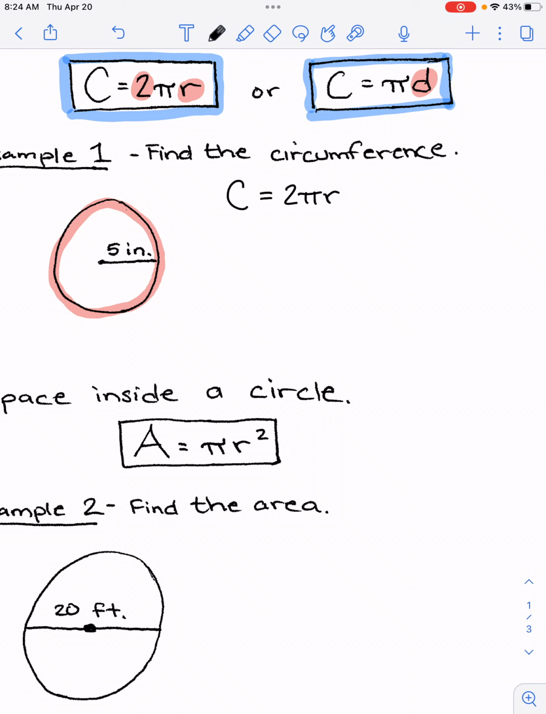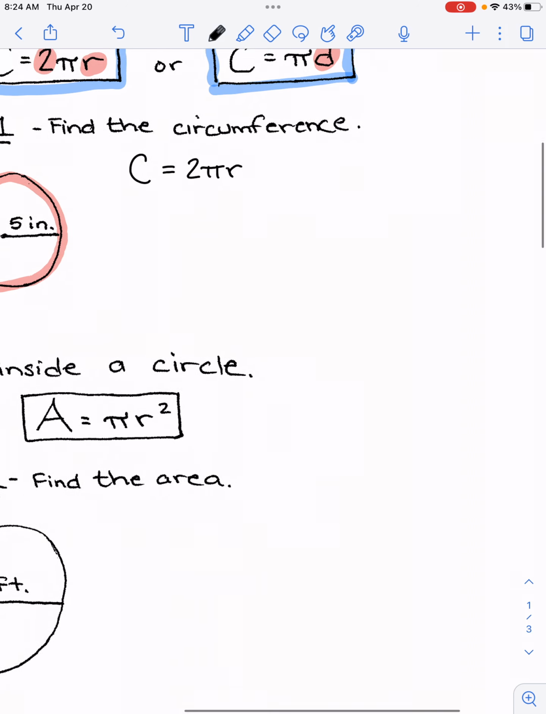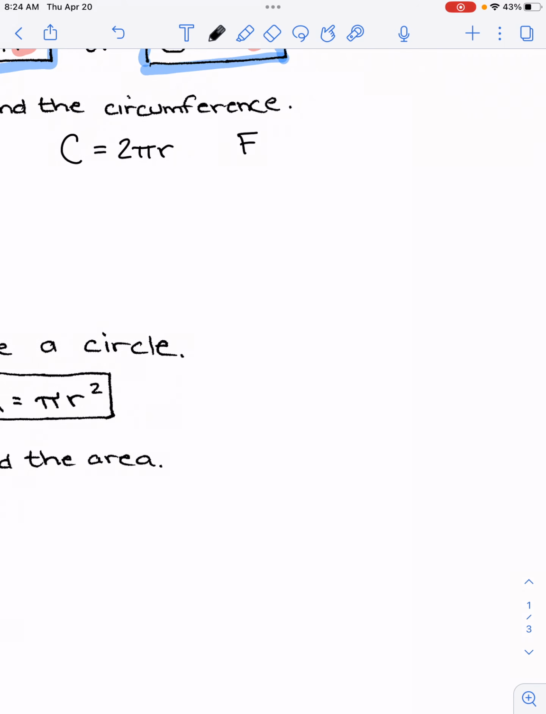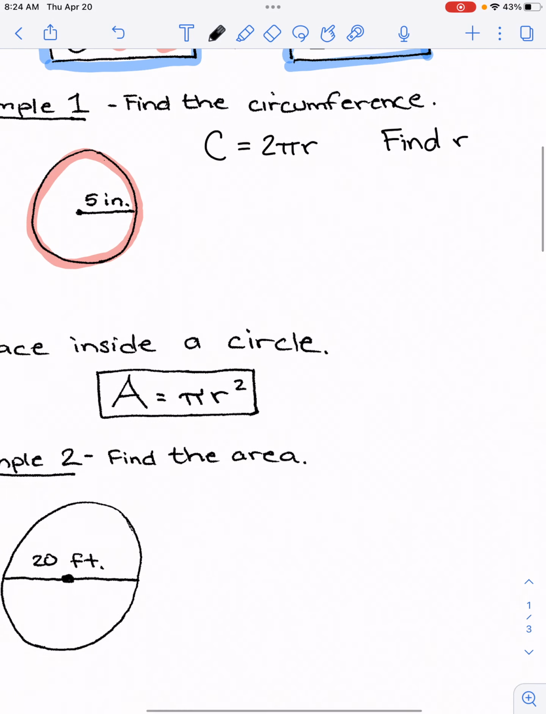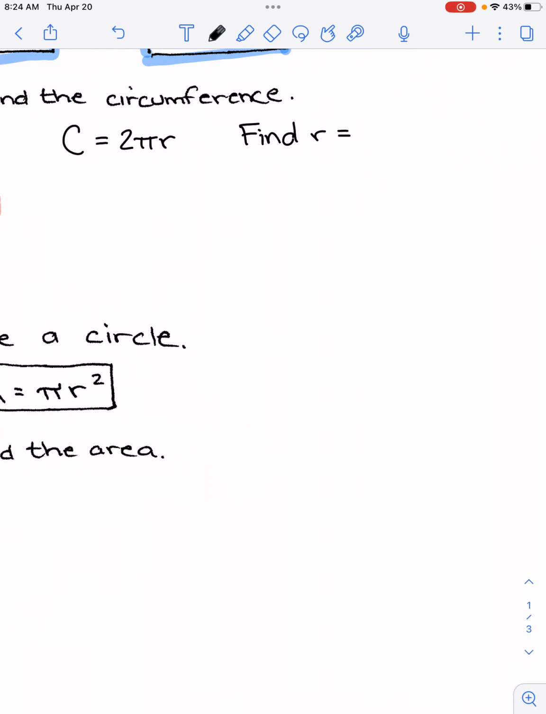For circles, pretty much all you need to know is what the radius is. Find the radius, r. And we know that r is from the center to the edge of the circle, so it's 5. So r is equal to 5. Let's plug 5 into r in this formula. So we're going to have C equals 2 pi, and then I'm going to put 5 in parentheses.